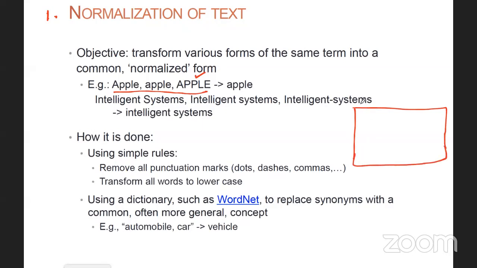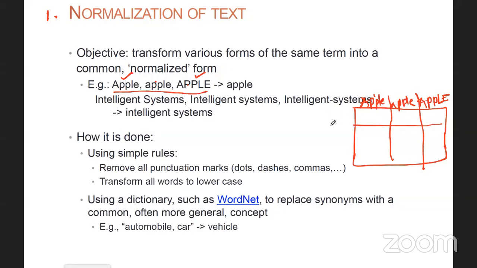If I don't normalize this data, I'll have apple in all three forms here, because for the computer, this apple is different, this apple is different, this apple is different. And as we discussed, all the unique terms from the corpus define the dimensionality of the vector space or TDM. When you do it like this, your dimensionality grows enormously.